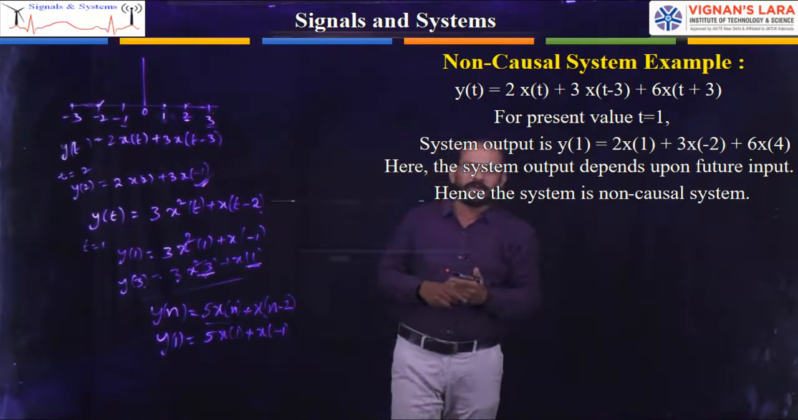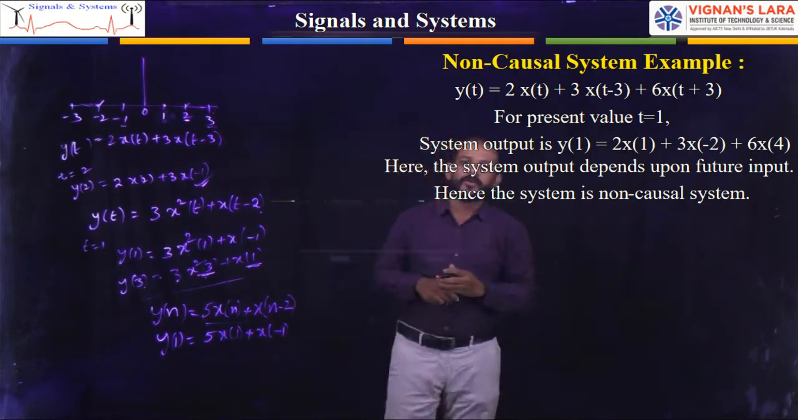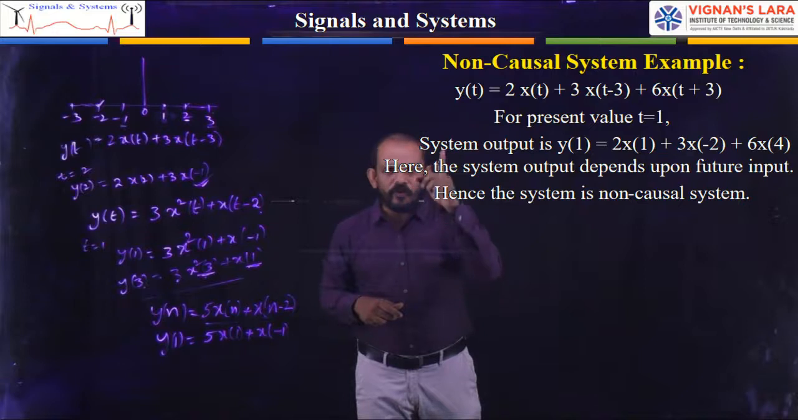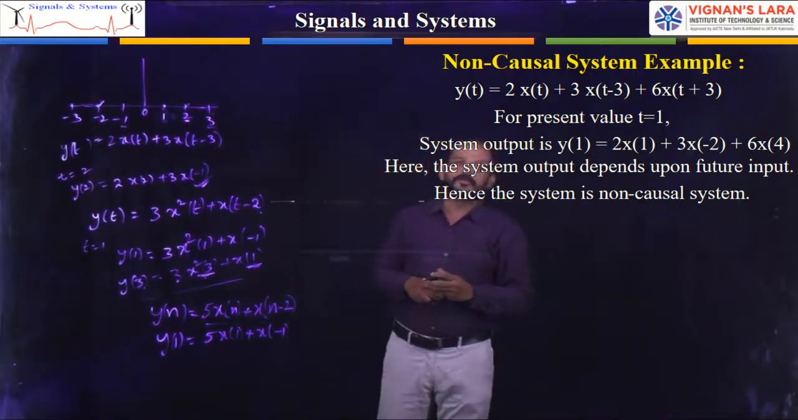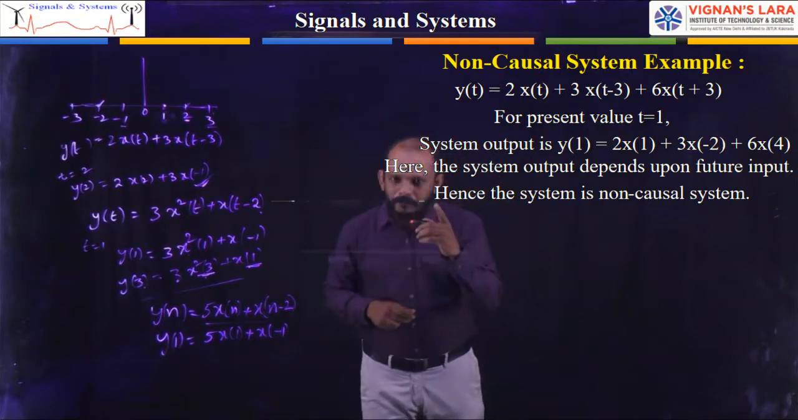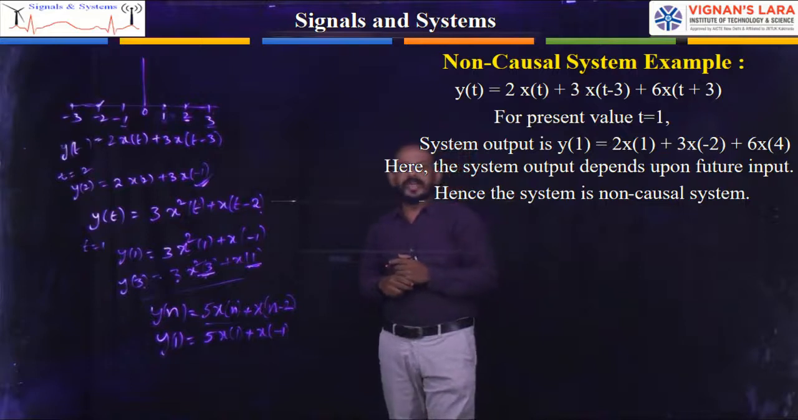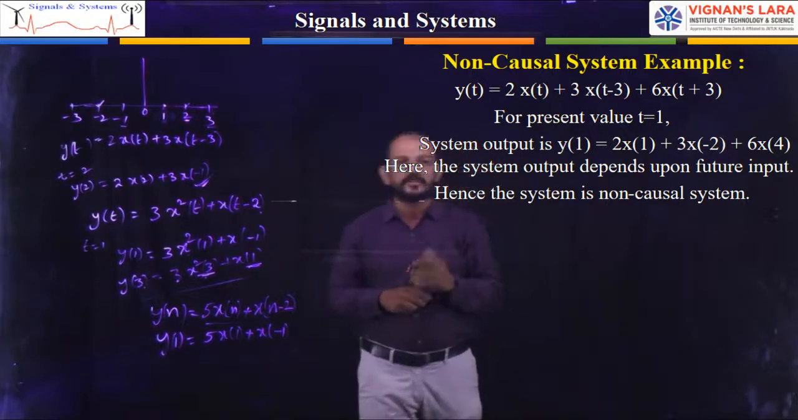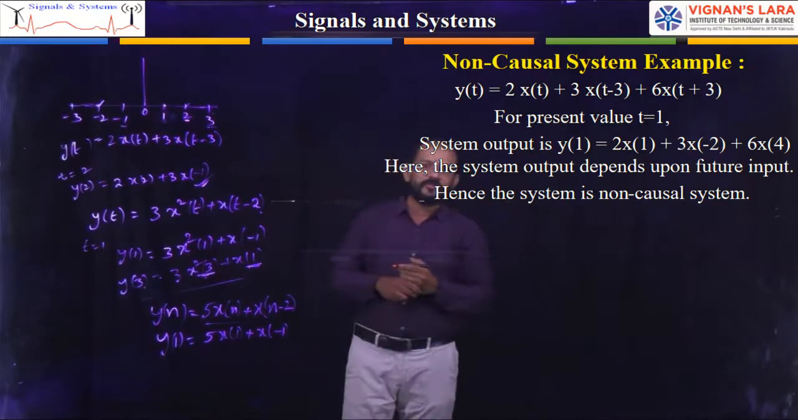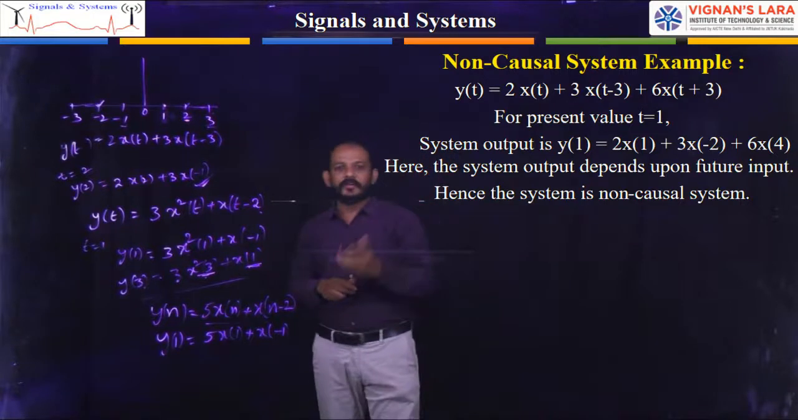So for t equal to 1, what is the system output? y of 1 equal to 2 into x of 1 plus 3 into x of 1 minus 3. 1 minus 3 is minus 2. So 2 into x of t plus 3 into x of minus 2, plus 6 into x of t plus 3. t plus 3 means 1 plus 3, that is 4. So the equation is y of 1 equal to 2 into x of 1 plus 3 into x of minus 2 plus 6 into x of 4.